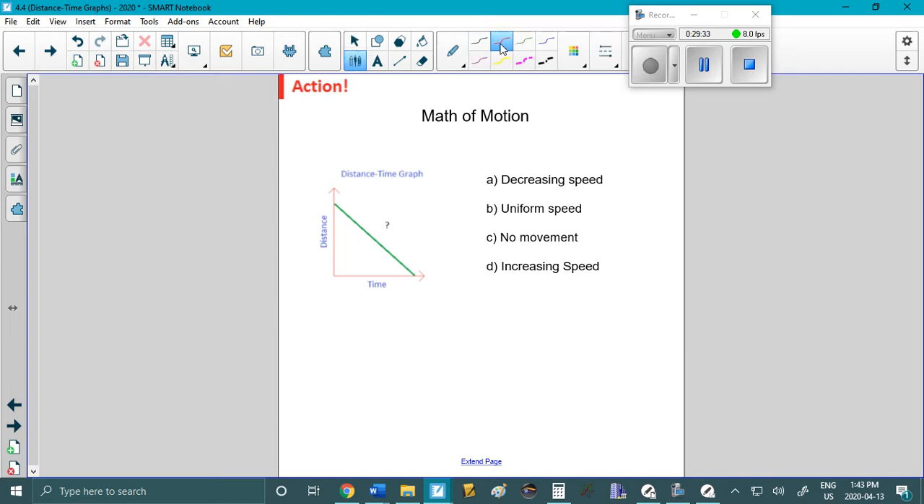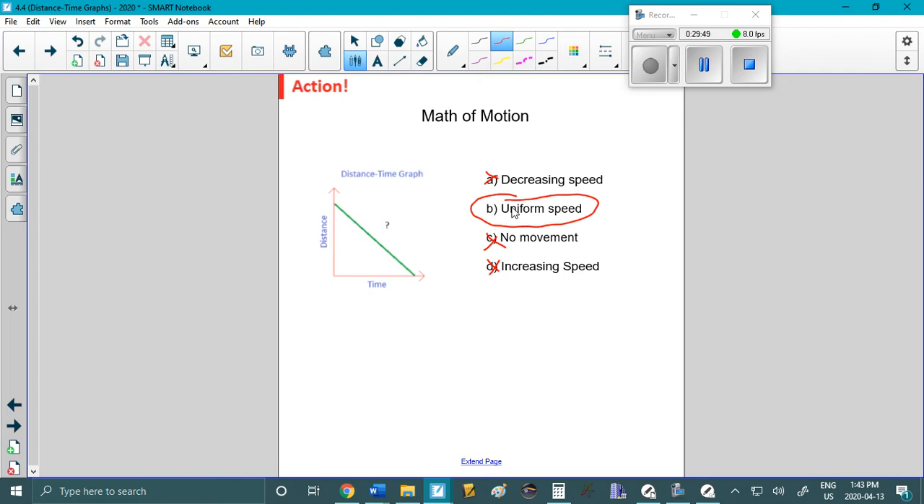Okay, so all that matters here is whether the line is straight, flat, or curved. It's not flat, so it's not no movement. It's not curved, so it's not increasing or decreasing, which means it must be uniform speed.